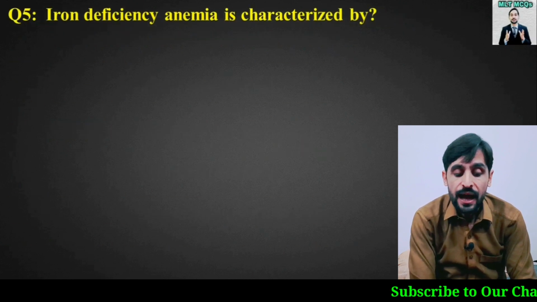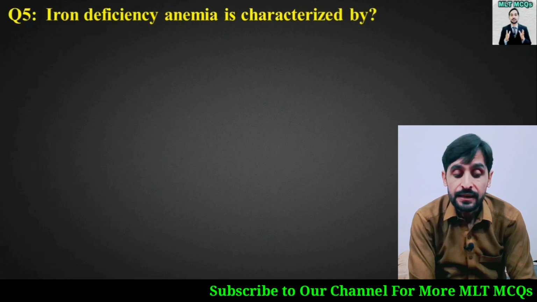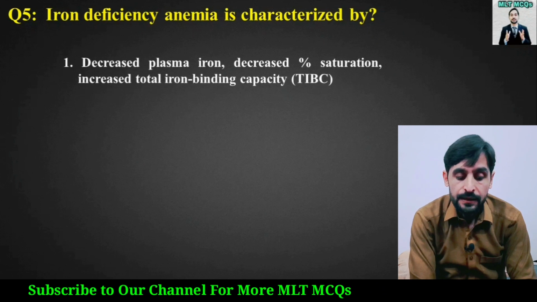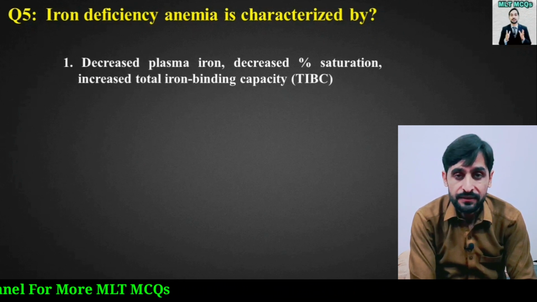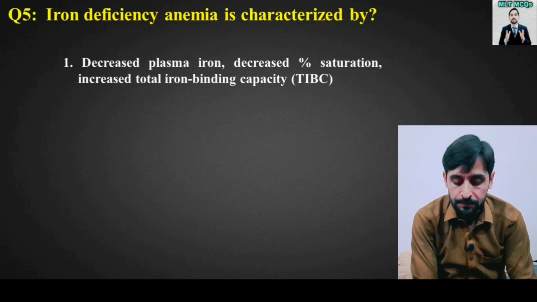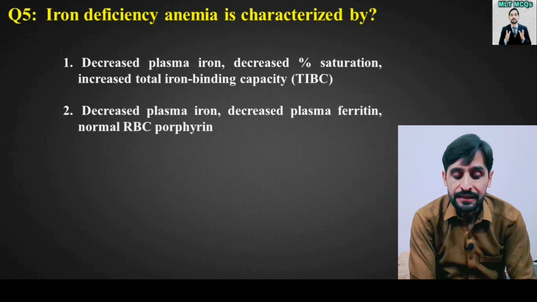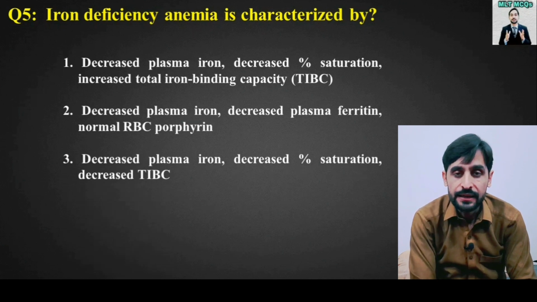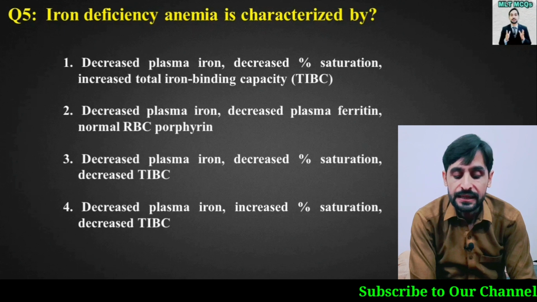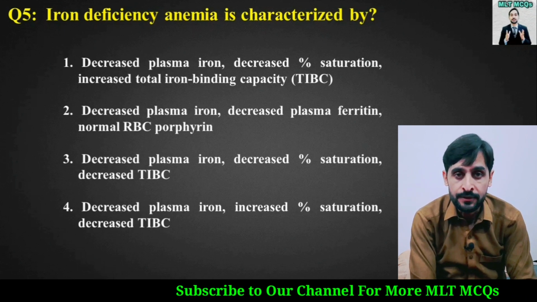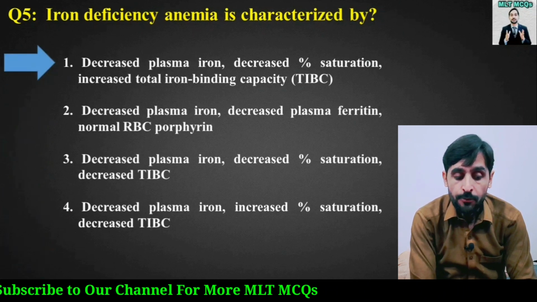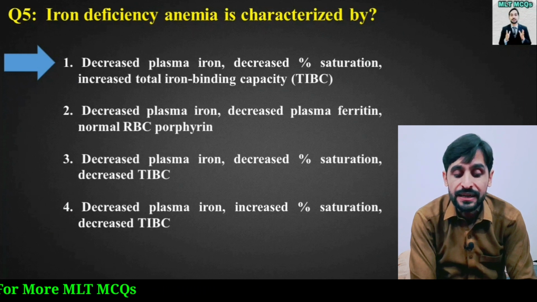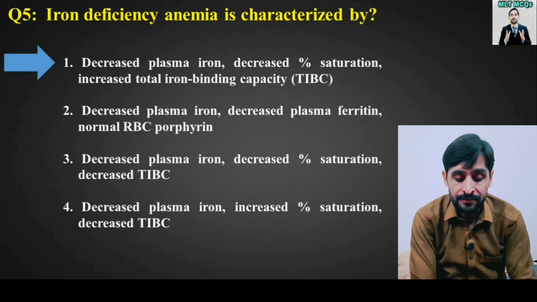MCQ number 5: Iron deficiency anemia is characterized by. Options are decreased plasma iron, decreased percent saturation, increased total iron binding capacity; or decreased plasma iron, decreased plasma ferritin, or normal RBC porphyrin; or decreased plasma iron, decreased percent saturation, decreased TIBC; or decreased plasma iron, increased percent saturation, and decreased TIBC. And the right option for this MCQ is option number 1. Iron deficiency anemia is characterized by decreased plasma iron, decreased percent saturation, increased total iron binding capacity.